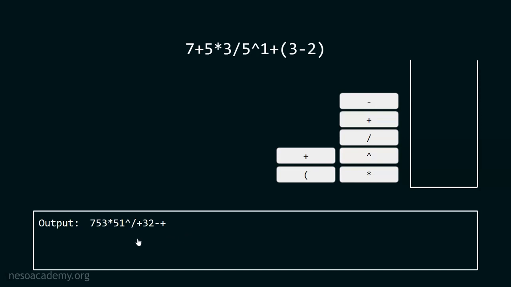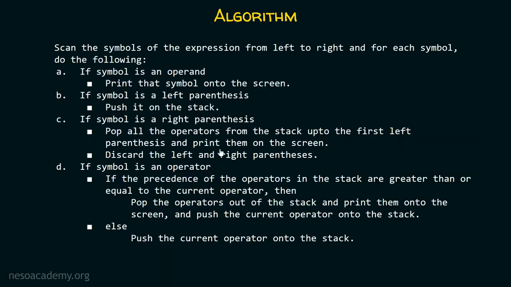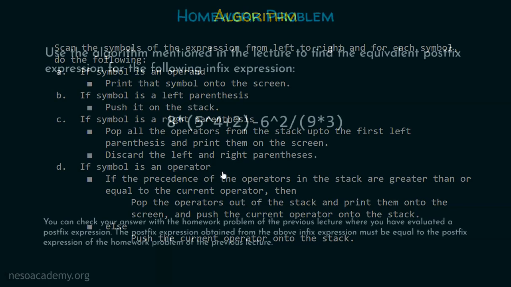Simple, right? So this is the required expression: 753 star 51 power divide plus 32 minus plus, right? This is the required expression. This is the equivalent postfix expression of this expression, right? And this is the complete algorithm, and we must always remember this algorithm.